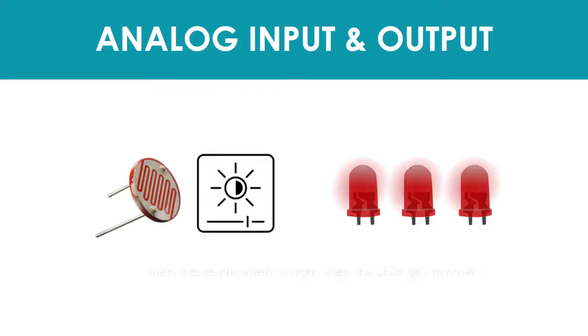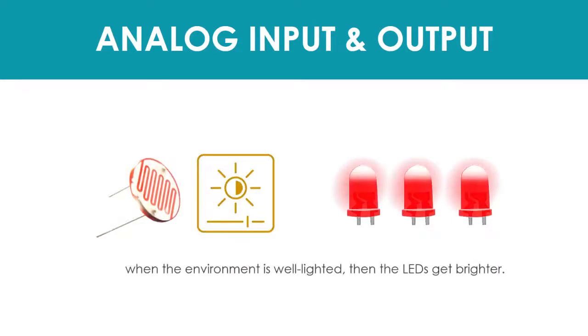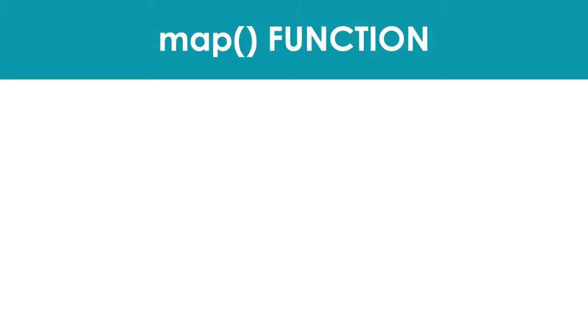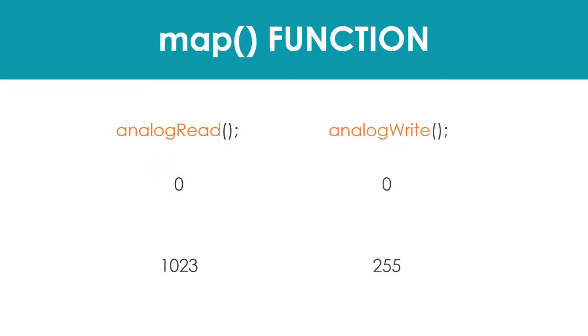While we can do some simple math computation here to have that behavior, I'll introduce the use of the map function. If you recall in the previous lecture, analogRead returns a range of integer values from 0 to 1023. This is a 10-bit resolution analog to digital converter. However, the analogWrite function only uses a scale of 0 to 255 integer values. It is like an 8-bit resolution only. So, to properly map any value from 0 to 1023 to a new value ranging only from 0 to 255, we can use the map function for this.